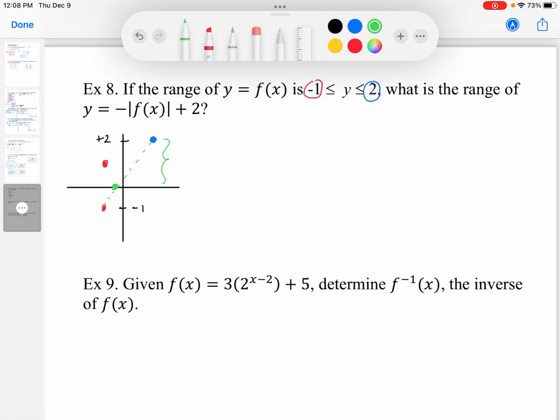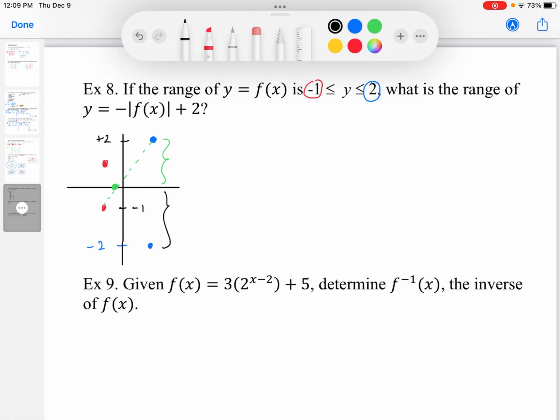So the next step is we're going to flip it across the x-axis, and we're going to end up with the point. That red point goes back to where it started with, and the blue point now is going to be down here. The bottom of that boundary is going to be at -2. Okay, so we now have our range that is between 0 and -2.